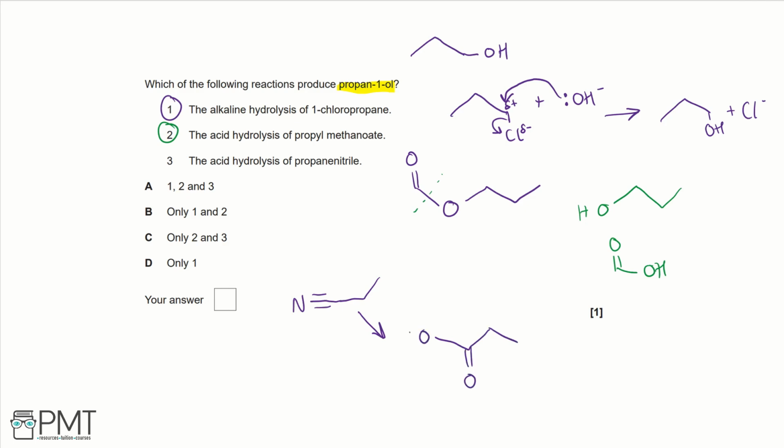So again, this is not going to be propan-1-ol, this is going to be propanoic acid, which is not what we wanted to form. So it's not going to be 3. So it's just 1 and 2, and that's going to be B. So to get the mark for this question, you need to write B in the answer box provided.